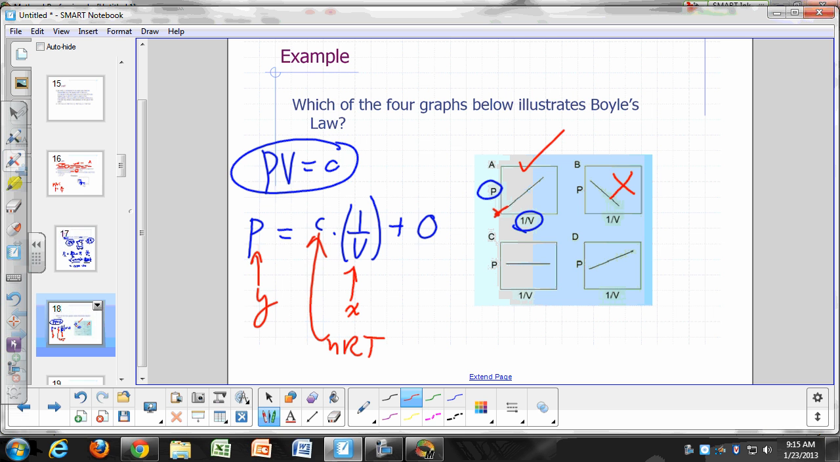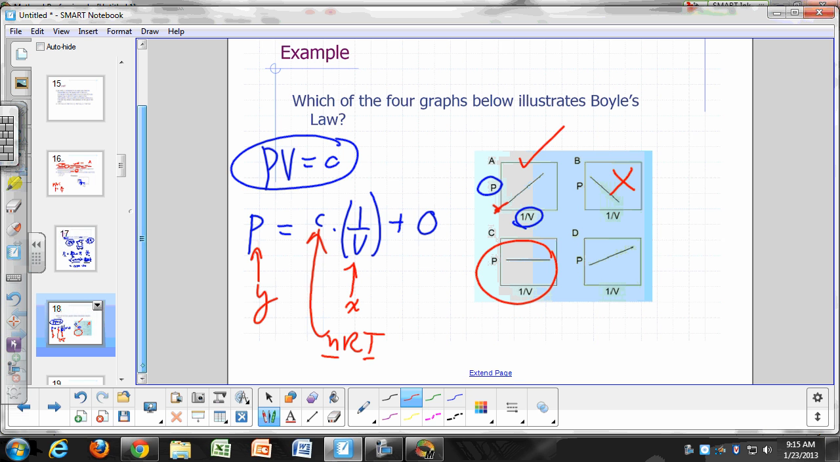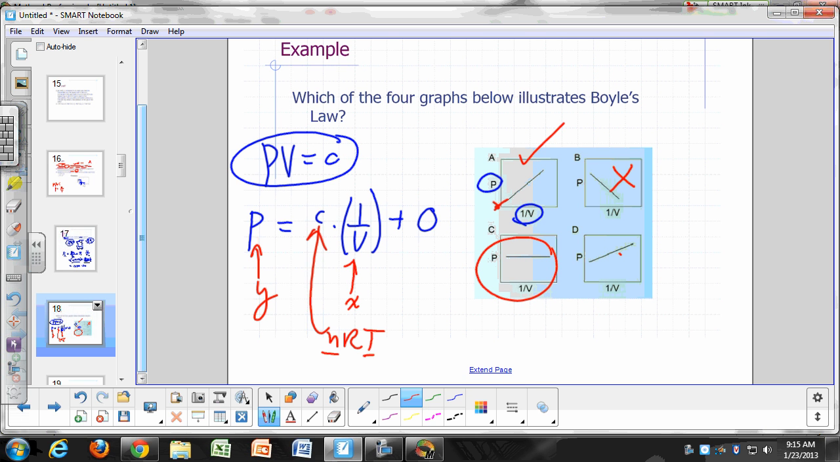What's wrong with this one? Your slope here is negative, right? And your intercept should also be 0, so that's wrong. How about the third one? 0 slope. What does a 0 slope mean? That means either n or T or both are 0, right? And so that's wrong.